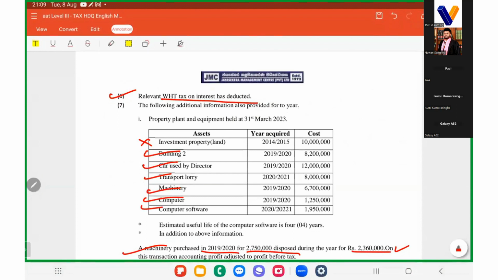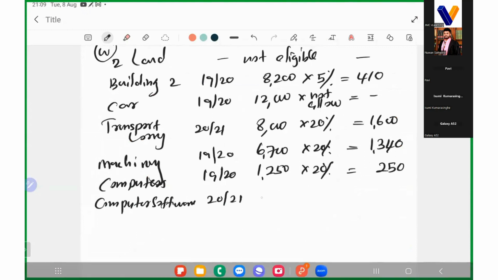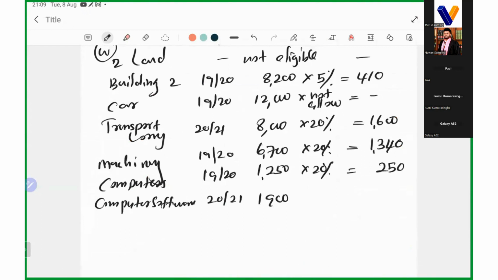So any other computer software? 2021, the value is 1,950. They have given an extra 4 years, the number of years, then you can deduct that. You have to check whether they have fully claimed. 2021 is 1 year, 21 and 2022, 2022 and 2023, that is the third year, then you can take. 1,950 divided by 4 means 487.5.